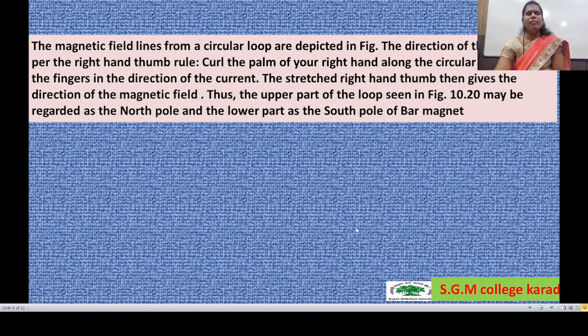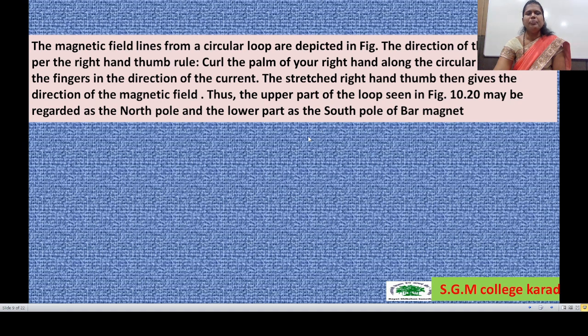Now see the magnetic field lines from the circular loop, as shown in the figure. The direction of the field is given by the right hand thumb rule, which we already know. Here we have to use the curled palm rule. The curled fingers of your right hand are along the circular wire, with the fingers in the direction of the current, and the stretched right hand thumb gives the direction of the magnetic field. Thus the upper part of the loop is regarded as the north pole and the lower part of the loop is the south pole of a bar magnet.